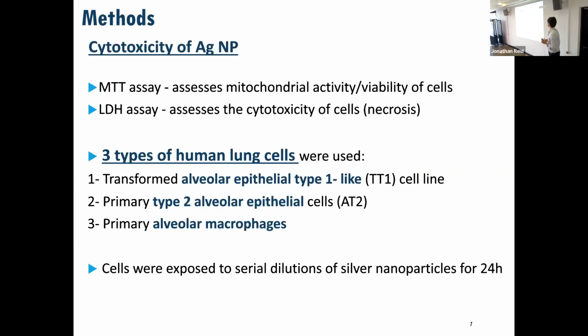Then I did a cytotoxicity study using two different assays: MTT to assess the viability of the cells, assessing the mitochondrial activity, and also LDH to see the effect of the particles on the cells, whether there is any necrosis or not. I used three different types of lung cells: a transformed type 1 cell line, and primary type 2 cells and macrophages. Cells were exposed to silver for 24 hours at different concentrations of silver.